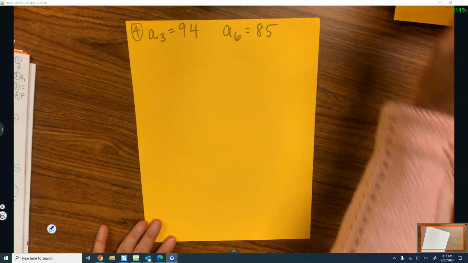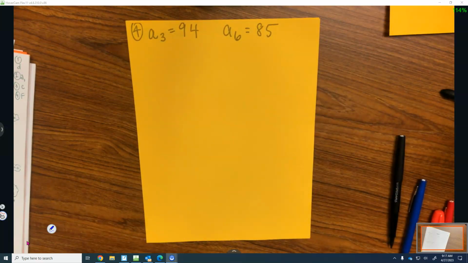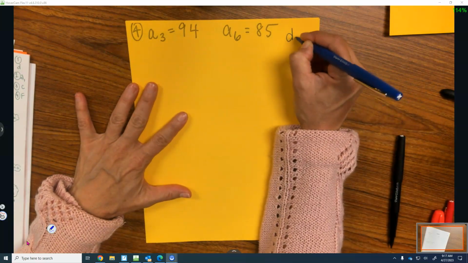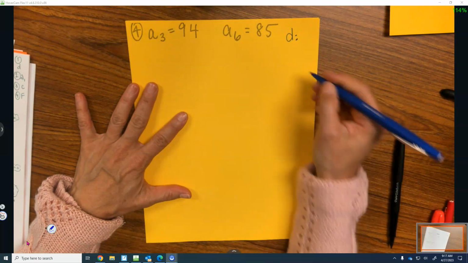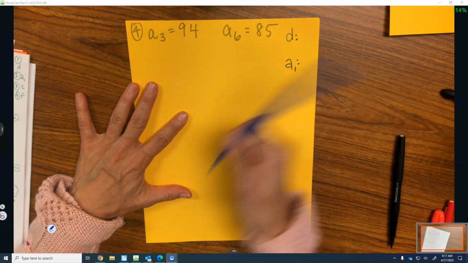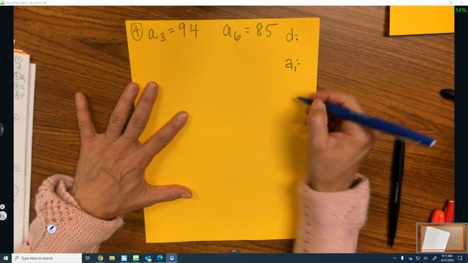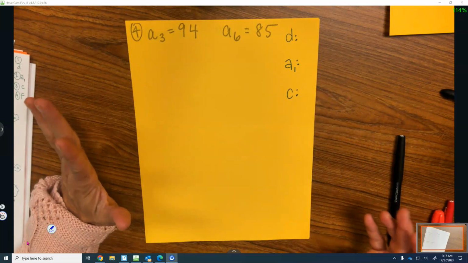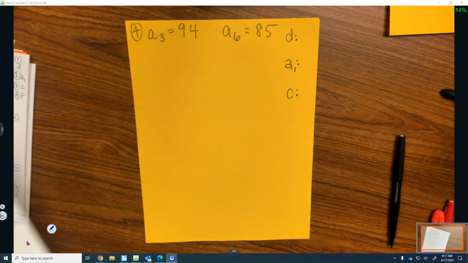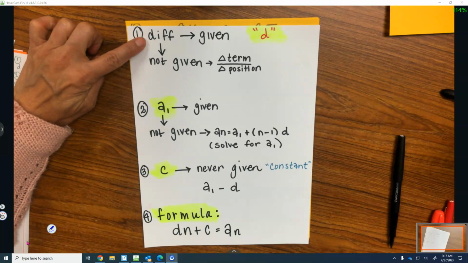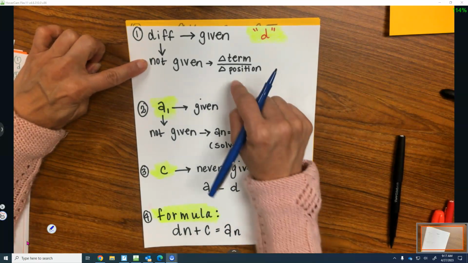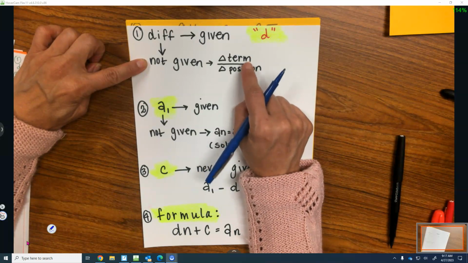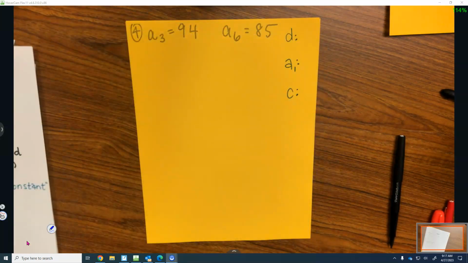Now let's start leveling up a little bit. So guys, if you look at problem 4, remember we need the difference, don't have it. We need a1, don't have it. We need both of these to find c. And then after that, we're going to be able to write the formula. So remember, when the d is not given, it's almost like a slope kind of process. It's the change of the terms over the change of the position.